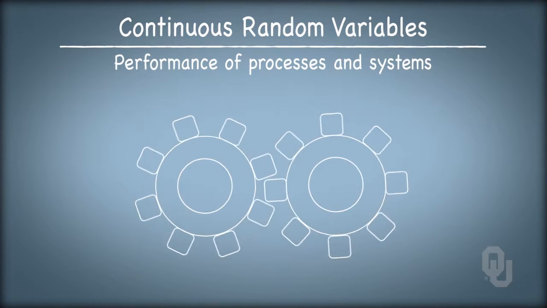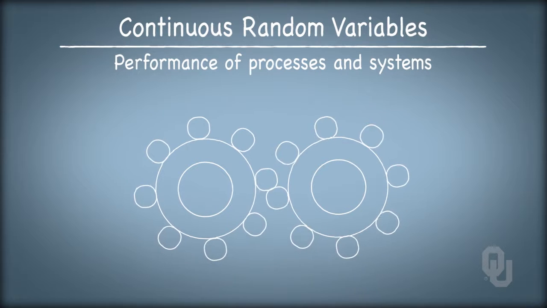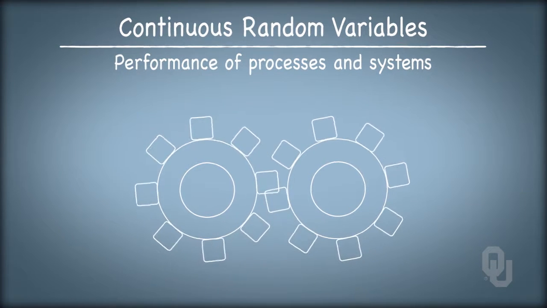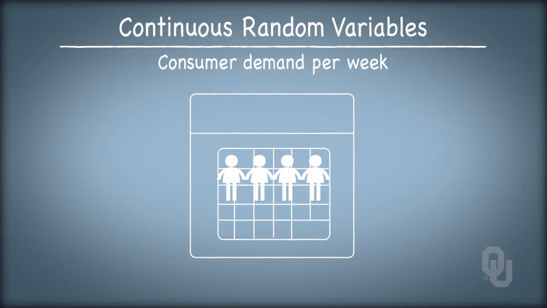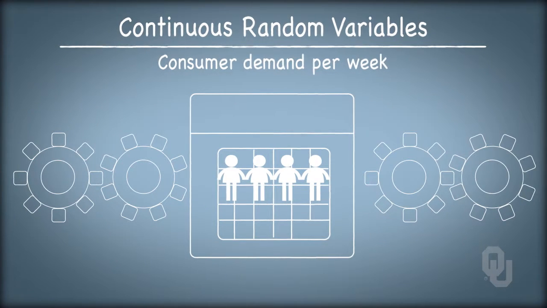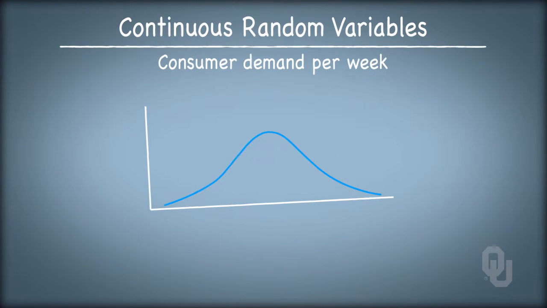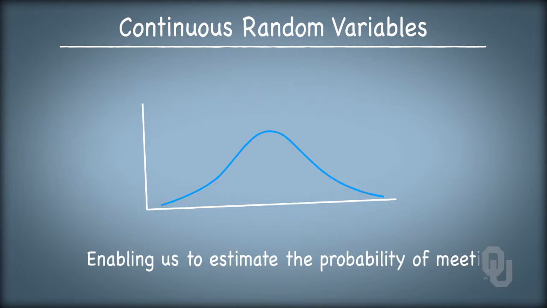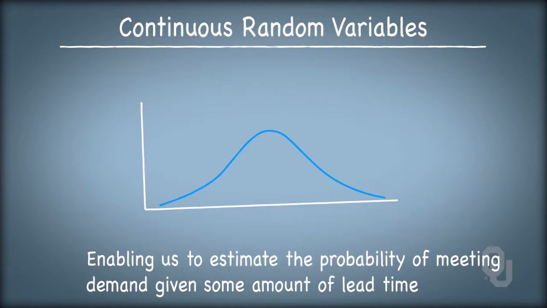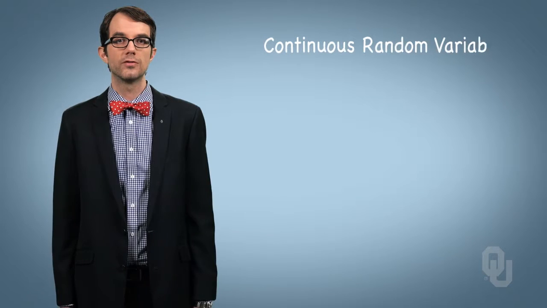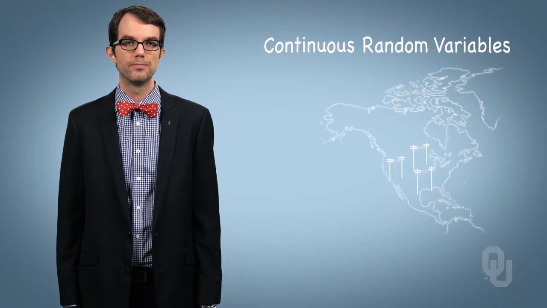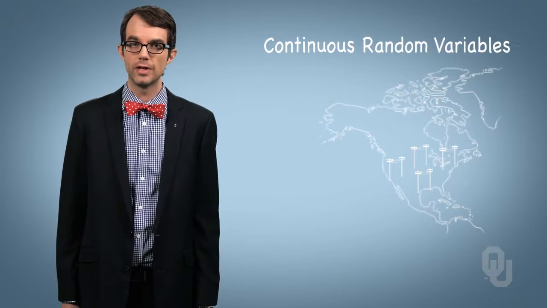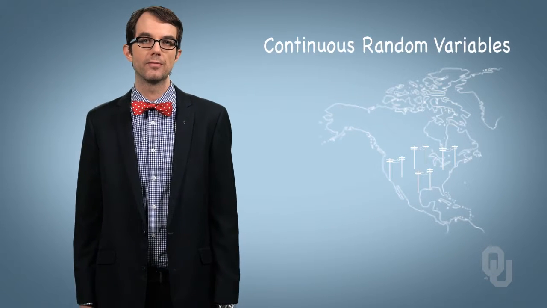We can model the time to failure for each of the individual components in a large system, along with their time to repair, to understand the downtime of the system. Or we can model consumer demand per week to understand how many component parts we need to purchase from suppliers, and we can model the time required for a supplier to produce and ship our order, thereby enabling us to estimate the probability of meeting demand given some amount of lead time. We could also model the usage of electricity in a geographical area, giving us an idea of how to design a power grid. All of these values involve uncertainty, and all could be modeled with continuous random variables.